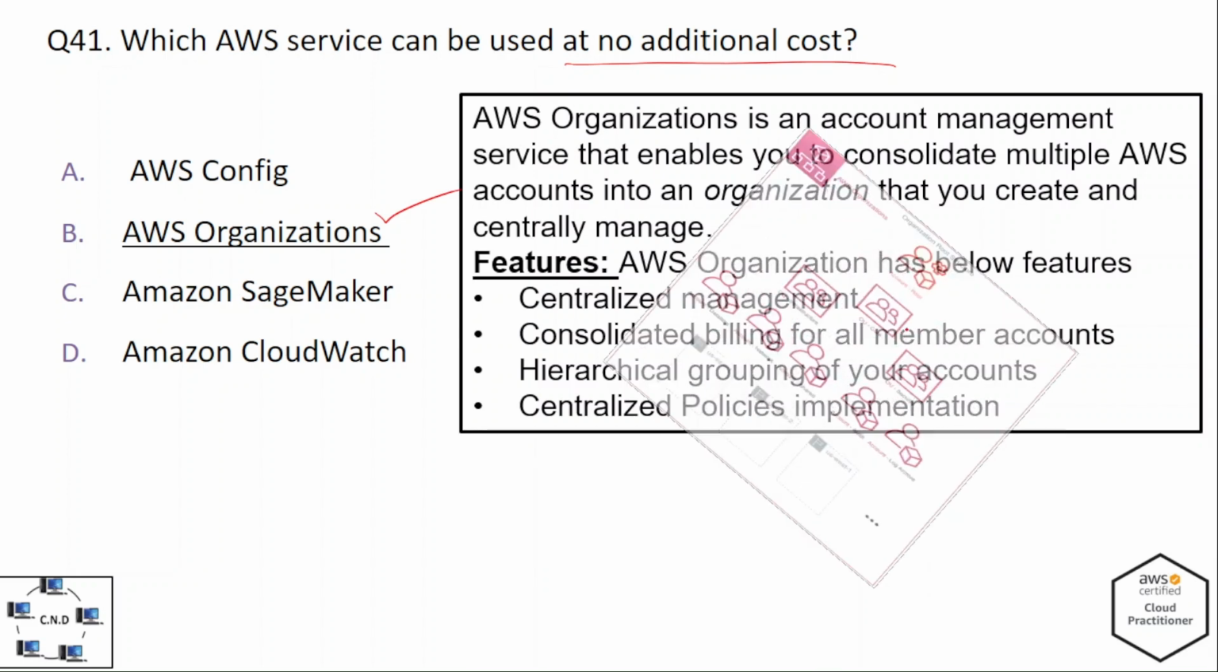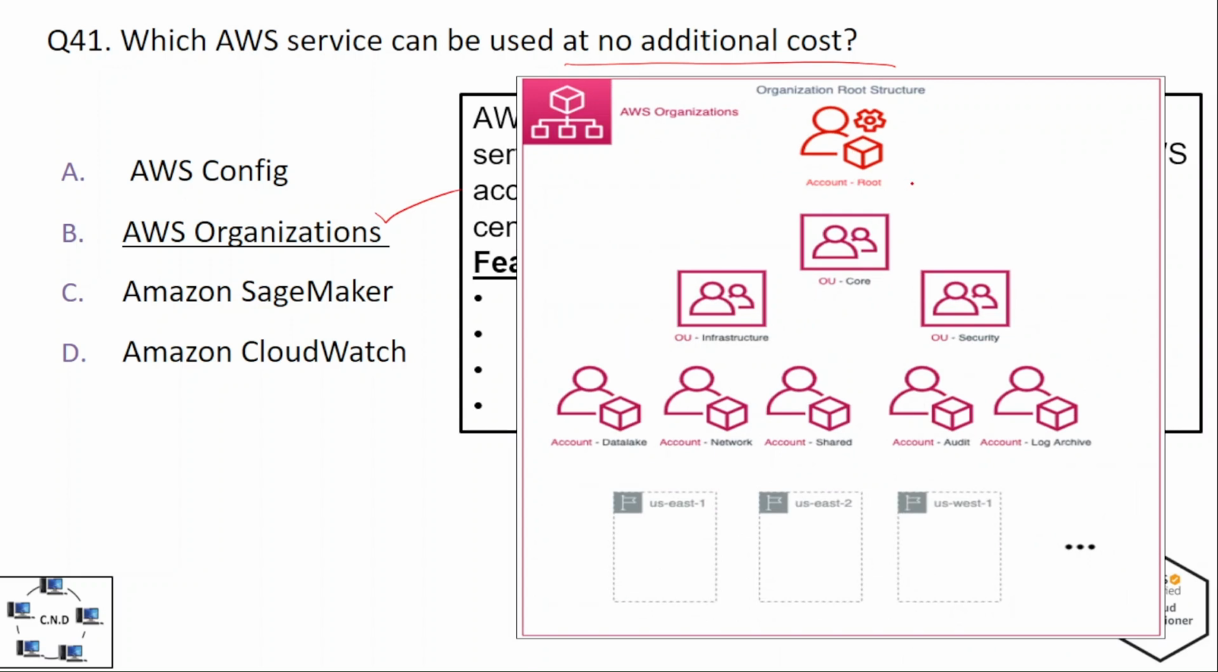Let me display the visual. So this is basically the AWS organization. Here we can see this is your root account. Inside root you have other hierarchies. This is an organizational unit, this is your core. Inside core you have security and infrastructure units, and inside these two units you have individual accounts. So all this can be used in AWS Organizations without any additional cost. Let's move forward to the next question.